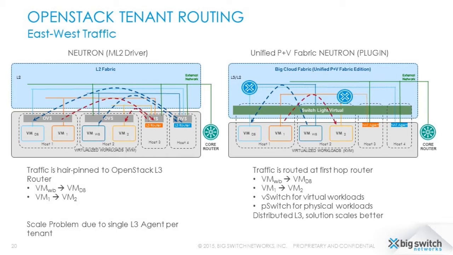Similarly, traffic is forwarded for VM1 to VM2 communication. As you can see, Fabric does not see the same traffic twice, no hairpinning to specific host, and hence no OpenStack control plane contention. Hence, OpenStack deployed on BigCloud Fabric P+V solution scales better.